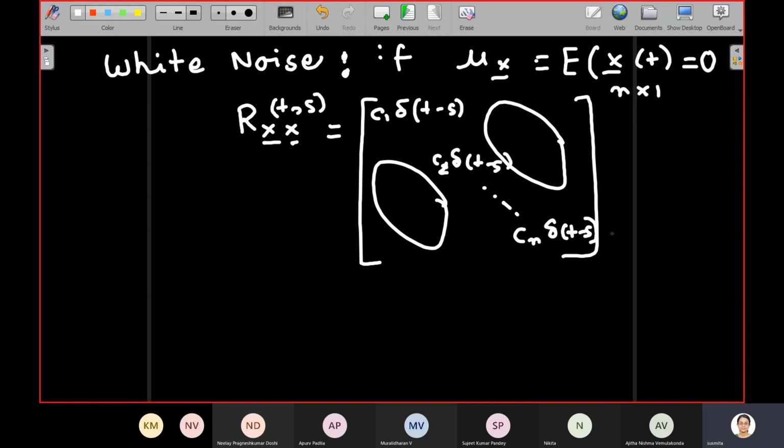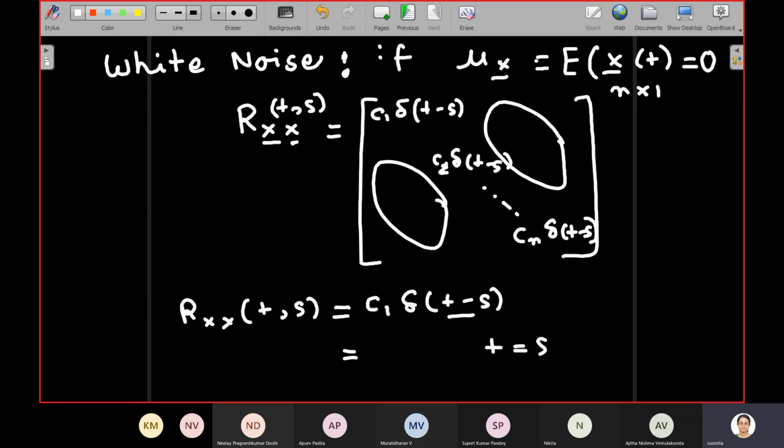Now, for simplicity of understanding, let's define this for the one-dimensional case. For a one-dimensional case, we just have one value, and that will be given as C1 delta of t minus s. So this implies that when t is equal to s, the argument is 0 and we have C1. When t is not equal to s, we actually have 0.